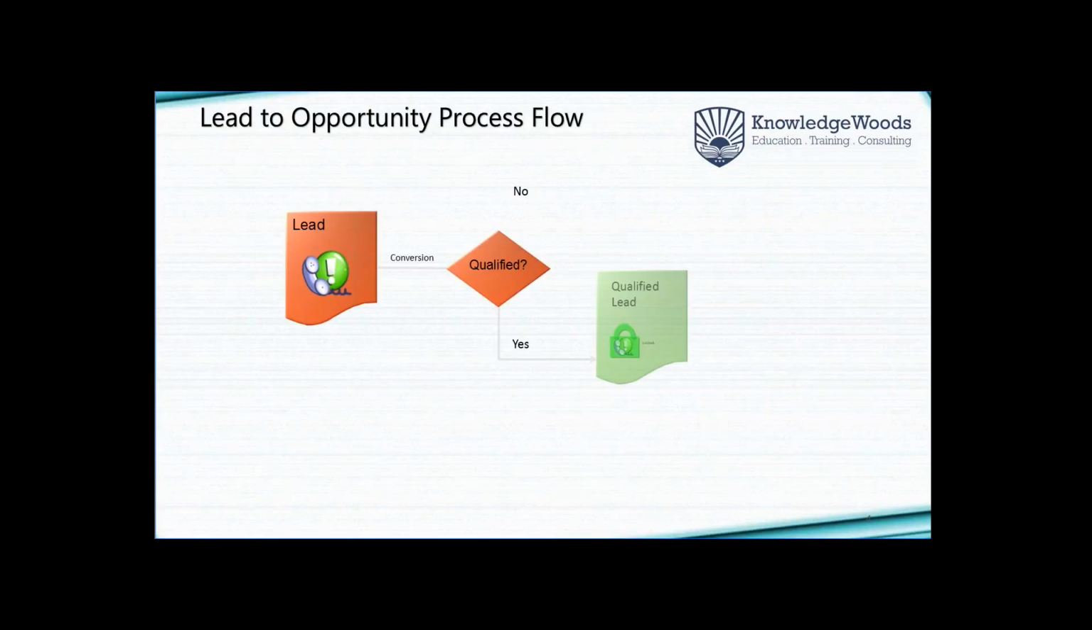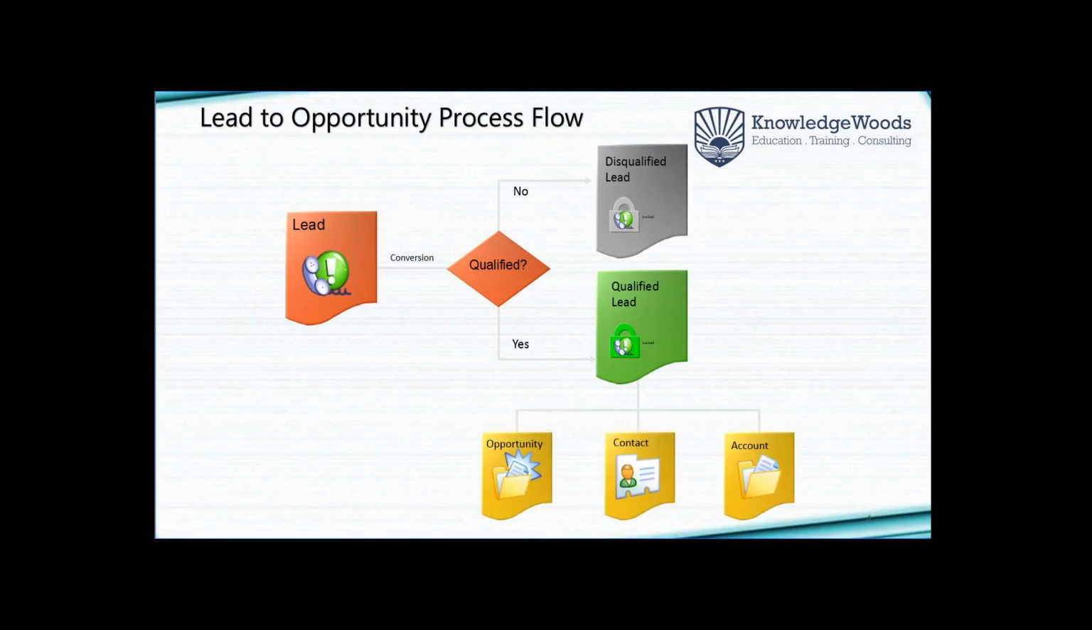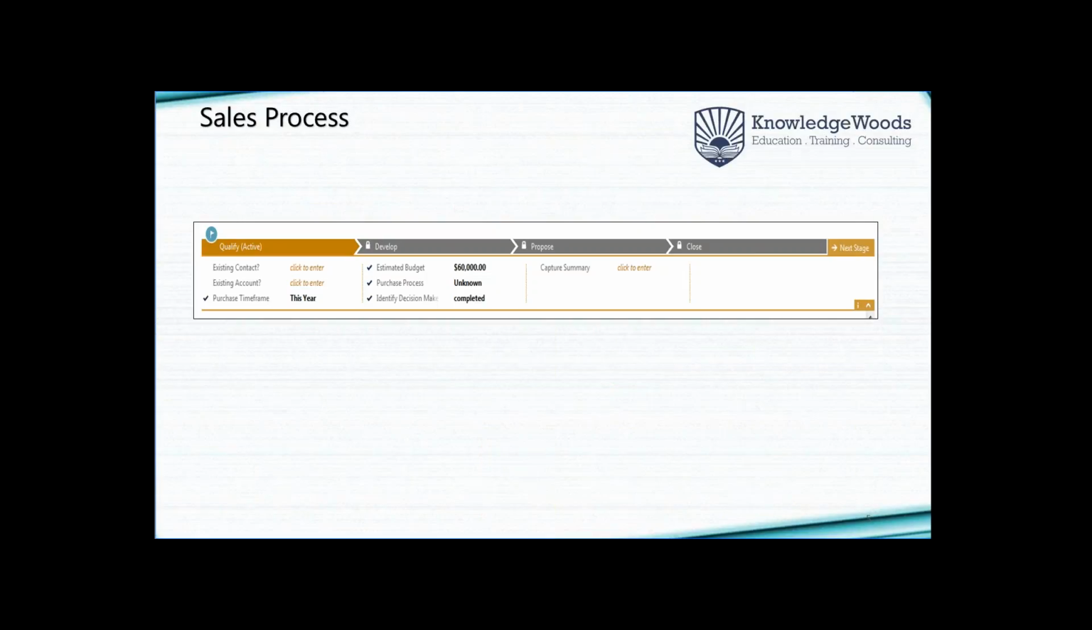So, the lead to opportunity process flow. As discussed earlier, you can either qualify or disqualify a lead based upon the qualification criteria. Then you have sales processes. Each and every company might have a different sales process, a different checklist for a lead or an opportunity to move ahead to the next stage of closure.